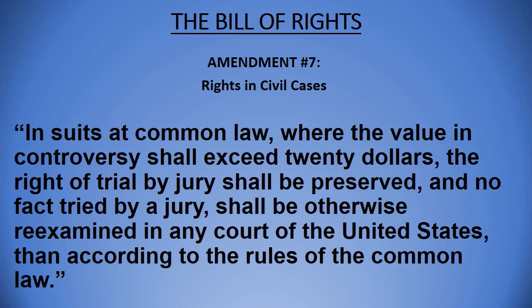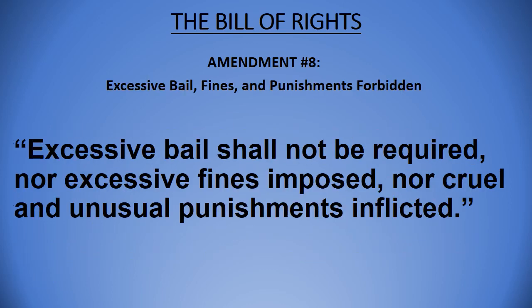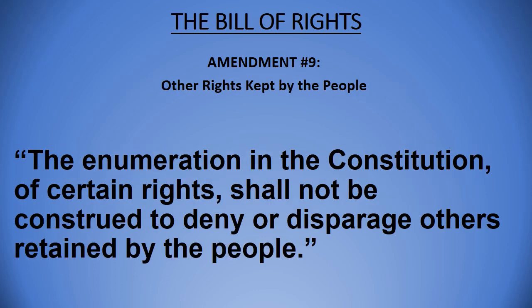Number 7, in suits at common law where the value in controversy shall exceed $20, the right of trial by jury shall be preserved, and no fact tried by a jury shall be otherwise re-examined in any court of the United States than according to the rules of the common law. Number 8, excessive bail shall not be required, nor excessive fines imposed, nor cruel and unusual punishments inflicted. Number 9, the enumeration in the Constitution of certain rights shall not be construed to deny or disparage others retained by the people.